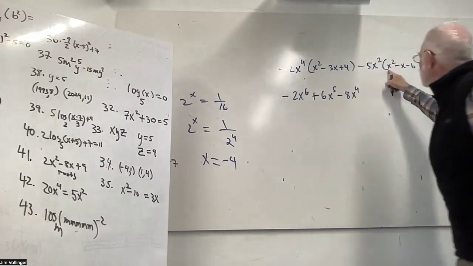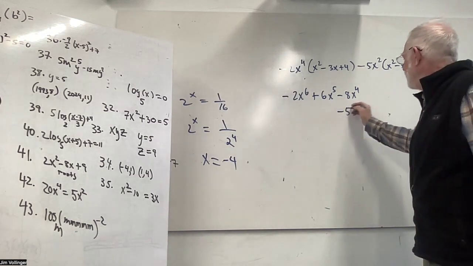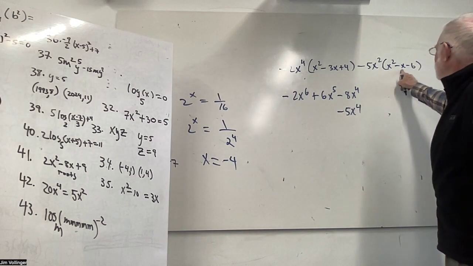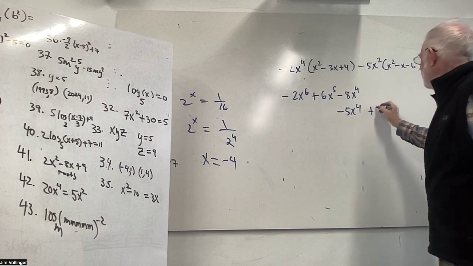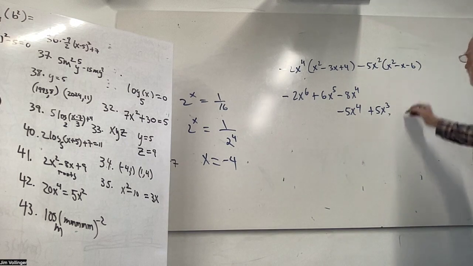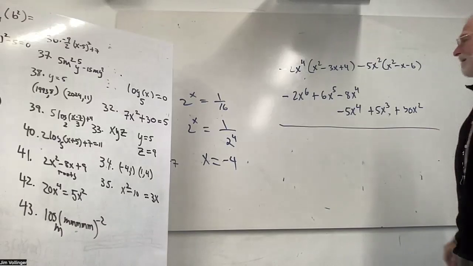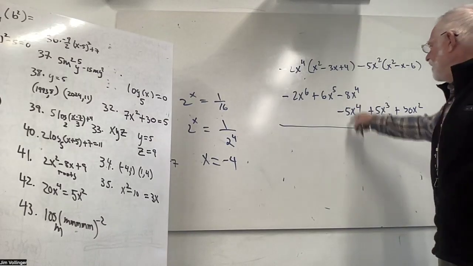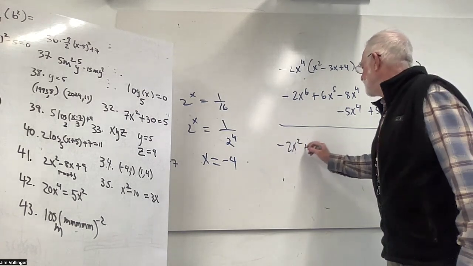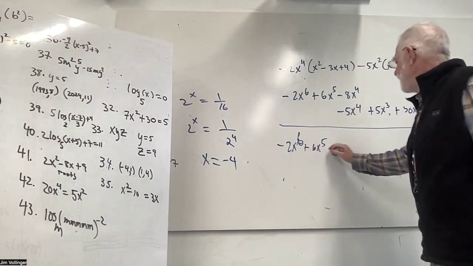Now, minus 5x squared times x squared is minus 5x to the 4th. I'm going to put it here. Minus 5x squared times minus x is positive 5x to the 3rd. And minus 5x squared times minus 6 is positive 30x squared. I hope I'm not making any mistakes, but this one only has one column that's alike. So minus 2x to the 6th plus 6x to the 5th minus 13x to the 4th.